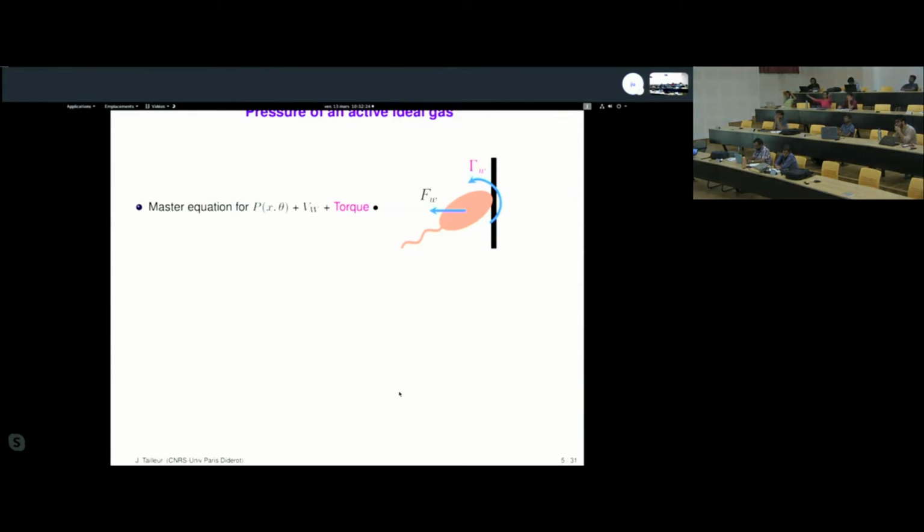And that you can see by simply making a movie of bacteria colliding with a wall. So here on the left you have a wall, on the right you have a cavity. These rods are bacteria, and as you can see, most of them swim along the wall, because when they collide with the wall, there is basically a torque exerted on them, and they start swimming along the wall.